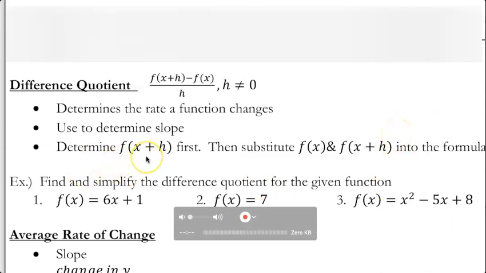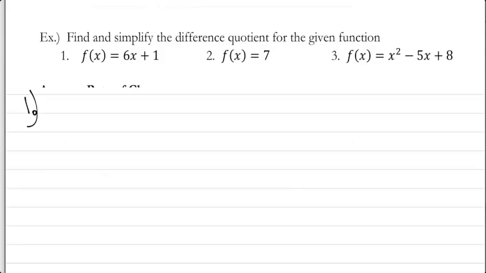We're going to figure out the f of x plus h, then substitute the f of x and the f of x plus h into the formula. Let's take a look. So I need to find and simplify that difference quotient. Remember, the difference quotient is f of x plus h minus f of x over h.